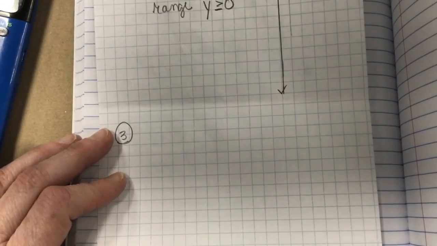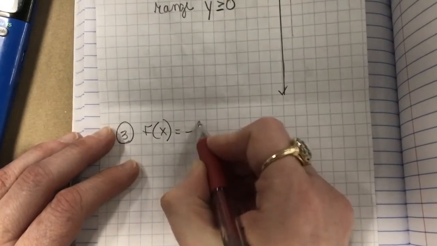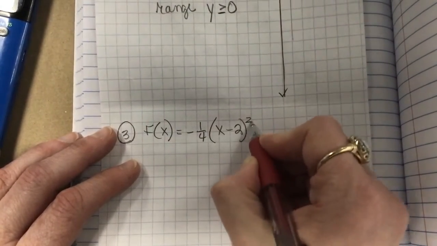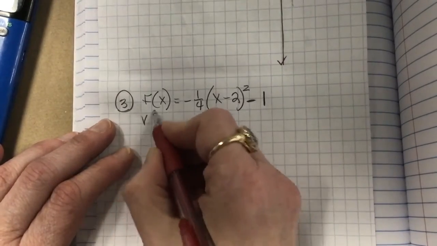F of x is equal to negative 1/4 (x minus 2) quantity squared minus 1. Vertex?